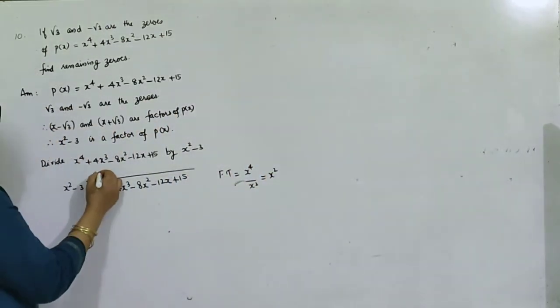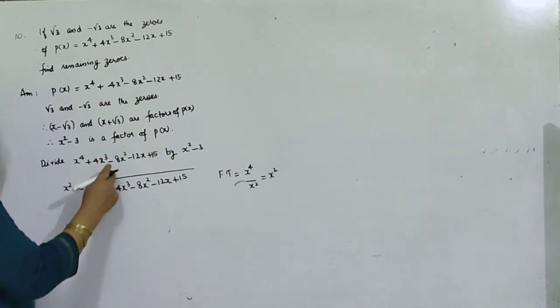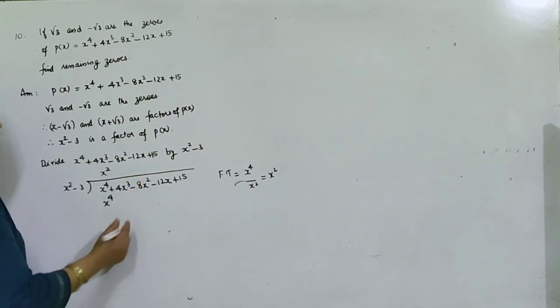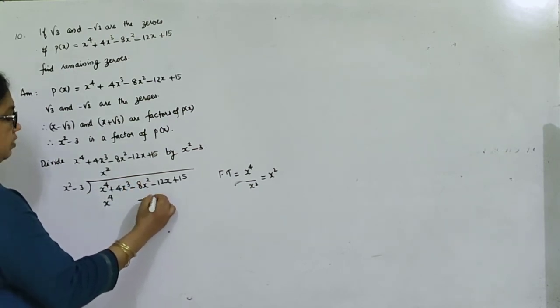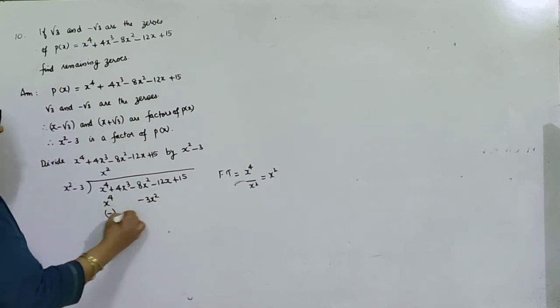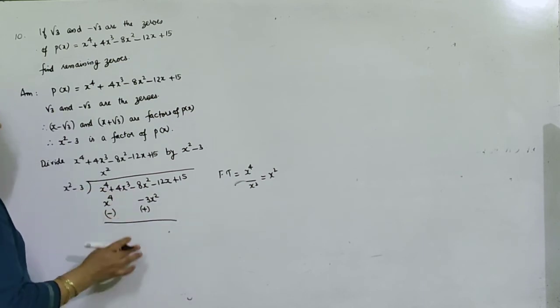So first term here, x square. x square into x square, x raised to 4. x square into minus 3, minus 3x square. So you have to write it below the minus 8x square. Now what you have to do? Opposite side, subtraction we are doing. So minus becomes plus, and x raised to 4 minus x raised to 4 cancel.